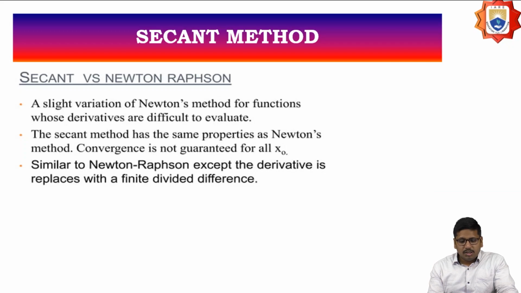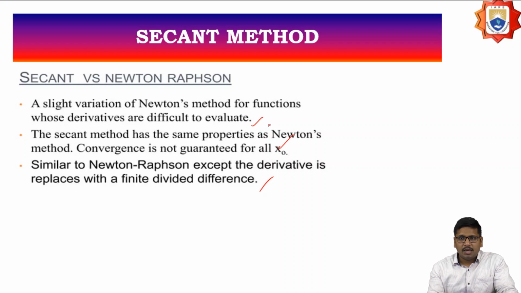Next, what is the difference between the secant and Newton-Raphson method? The secant method is a slight variation of the Newton-Raphson method for functions whose derivatives are difficult to evaluate. The secant method has some properties of the Newton method, and convergence is not guaranteed for all cases. It is similar to Newton-Raphson, except that the derivative is replaced with a finite difference.